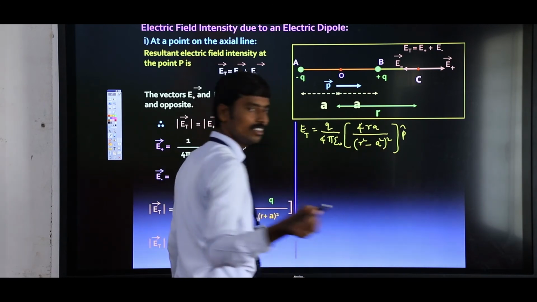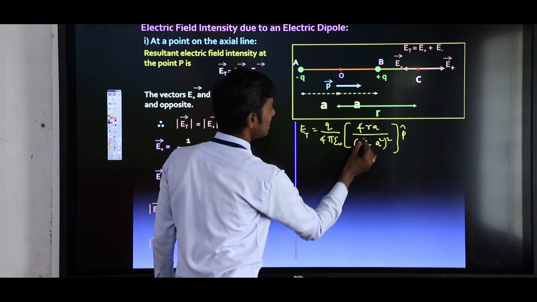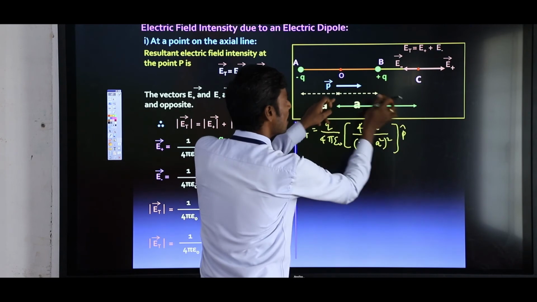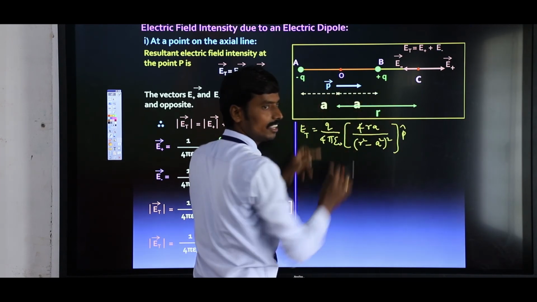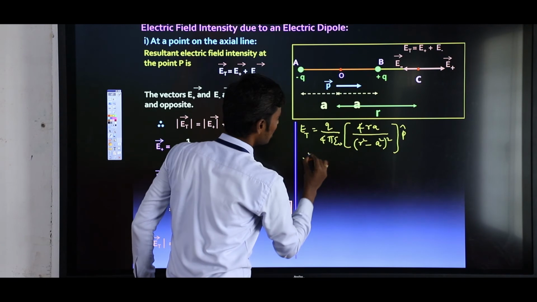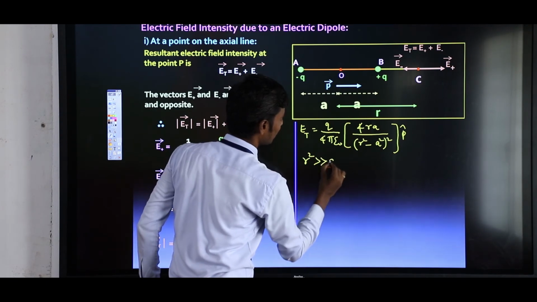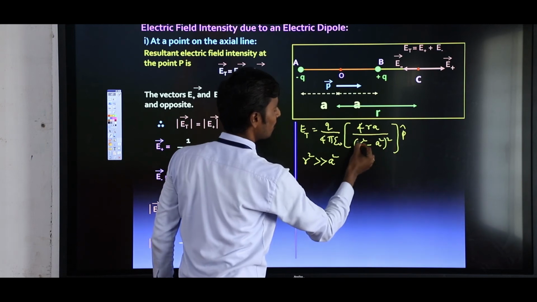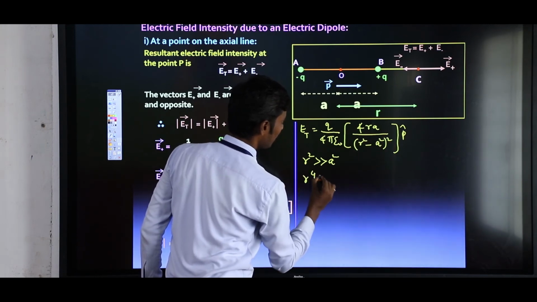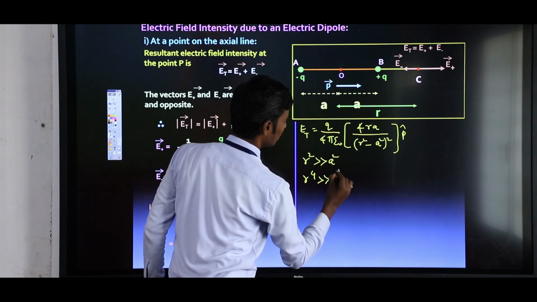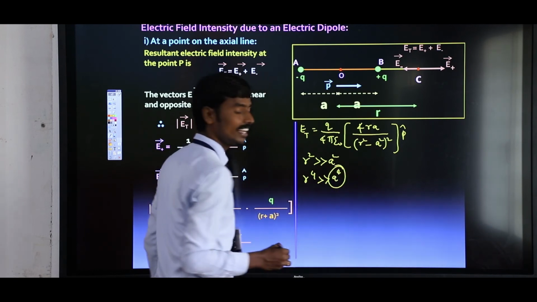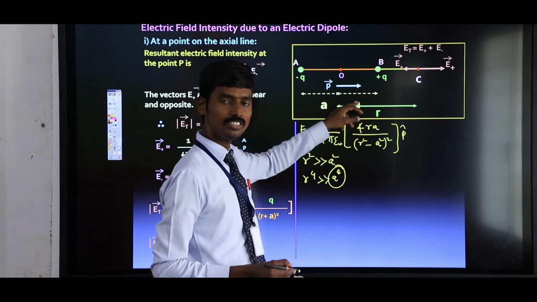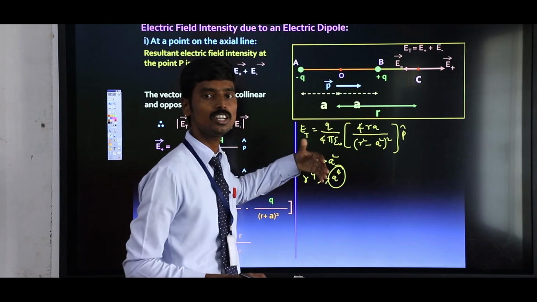Okay. See, one condition here: the distance r is very large compared to this distance, which means a. So here r square is greater than a square. So multiply this value, r into r square, r power 4. Similarly, r power 4 is greater than a power 4. So in this a power 4 we neglected. Compared to the distance r, the value of a is very less, so a power 4 is also neglected.